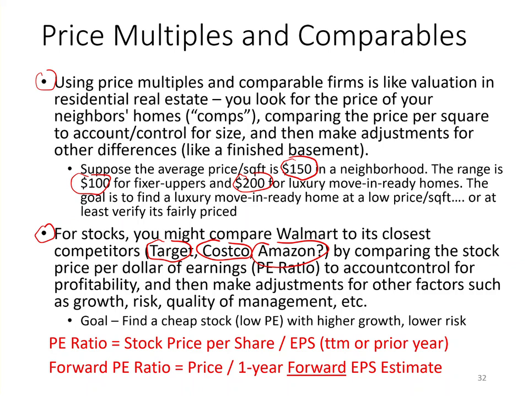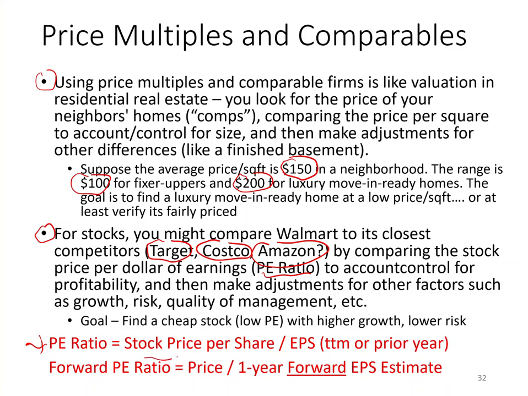So we want to compare Walmart to those comps by comparing the stock price per dollar of earnings, the PE ratio. What that does is it normalizes or controls for profits per share, just like price per square foot controls for the size of the home. You no longer have to look at the size of the home, and if you look at a PE ratio, you don't look at profits anymore because it's controlled for that. All right, so what you want to do is then make adjustments for other factors such as the growth of the firm, the risk of the firm, the quality of management, the quality of the products. So just like with price per square foot, you say, well, this one's cheap and has a nice yard and a finished basement. Using PE ratio or price multiples, you would say, well, this one looks cheap, and by the way, I like management, I like the risk of the firm, I like the new product line.